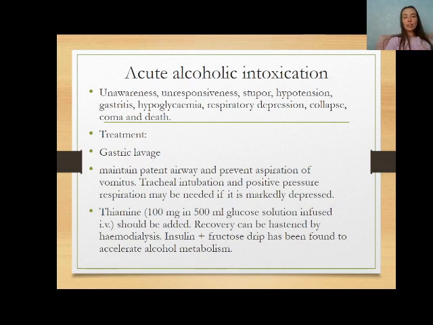Acute alcoholic intoxication and treatment of this. Symptoms: unawareness, unresponsiveness, stupor, hypotension, gastritis, hypoglycemia, respiratory depression, collapse, coma, and death. These are short clinical symptoms. And treatment: gastric lavage should be given, maintain the patient's airway, and prevent aspiration of vomitus. Tracheal intubation and positive pressure respiration may be needed. Vitamin B1, thiamine 100 mg in 500 ml glucose solution, should be infused. Then insulin plus fructose can also be given to this patient.